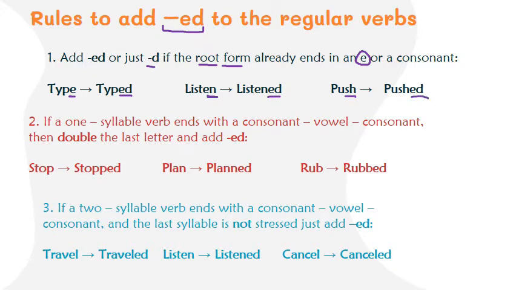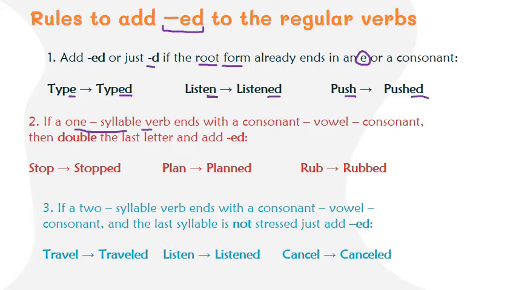Now we have two more rules. If I have a one-syllable verb, what do I mean by one-syllable verb? It means a word you say in one clap, as in tap. But if you think of a word that has two syllables, let's say visit, so this word has two syllables. This is the difference between one-syllable and two-syllable verbs. If you have any question regarding the syllables, please tell me during the Zoom.